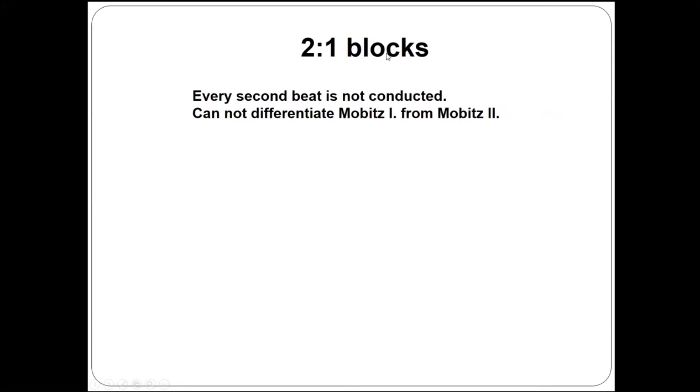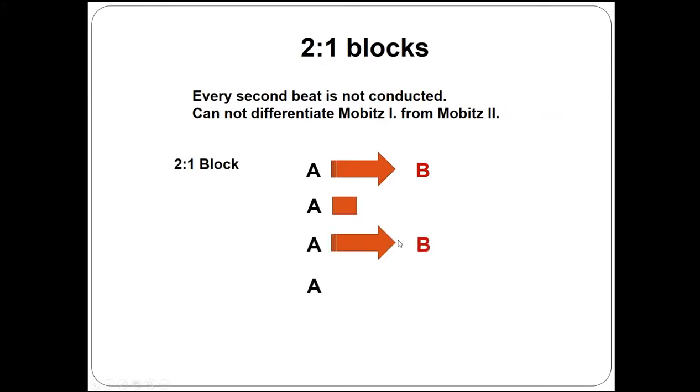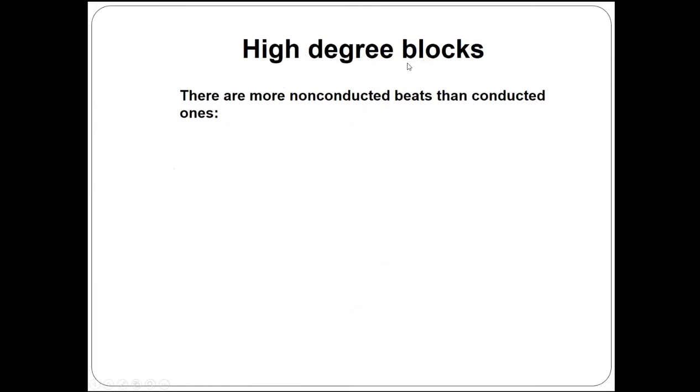Now, 2-to-1 blocks. A 2-to-1 block means that it can have one conducted, one not conducted, one conducted, one not conducted. The problem is this is still second degree, because between two conducted beats we have only one unconducted one, and it can be Mobitz type 1 or Mobitz type 2. We cannot differentiate using a 12-lead ECG, but the clinician will put a pacemaker into this heart, so they don't worry too much about this 2-to-1 block. But we do have a separate entity for this kind of block: high degree blocks.